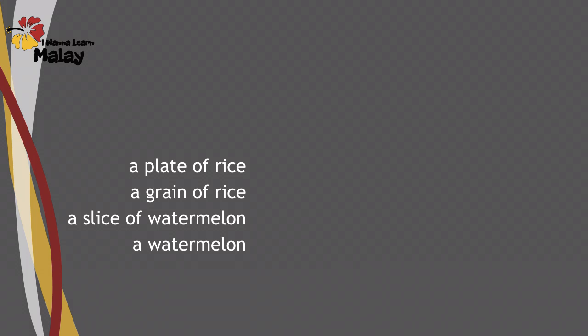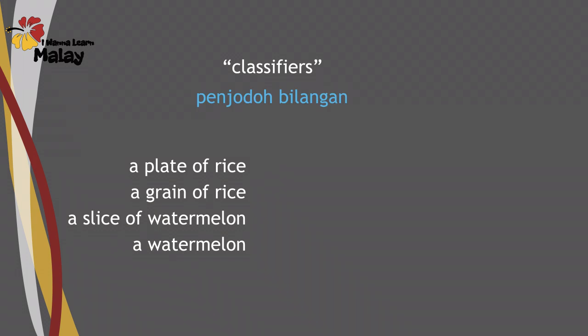Let's start off with these examples. A plate of rice, a grain of rice, a slice of watermelon, and a watermelon. If you see, except for the last one, all the other three have words that help quantify the amount of the object. In this case, a grain, a plate, and a slice. So these help classify or quantify the amount of the object itself. In Malay, these are called penjodoh bilangan.